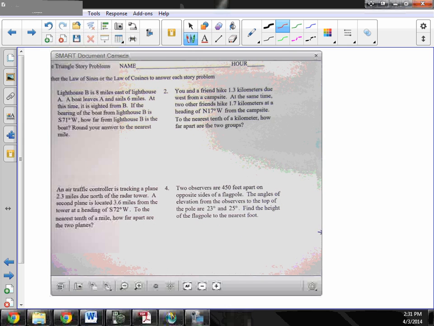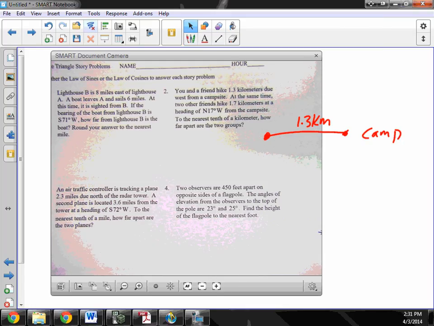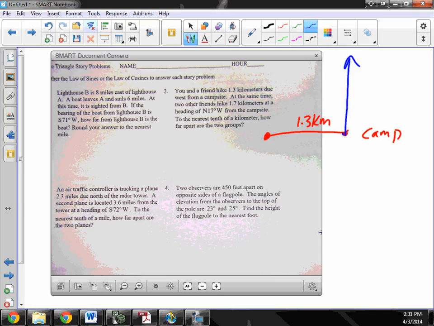You and a friend hiked 1.3 kilometers due west from a campsite. So that's camp. Hike due west 1.3 kilometers. At the same time, 2 other friends hike 1.7 kilometers at a heading of north 17 degrees west. So if we drew a line straight north and we went west 17 degrees, that's where they end up, and that is 1.7 kilometers.